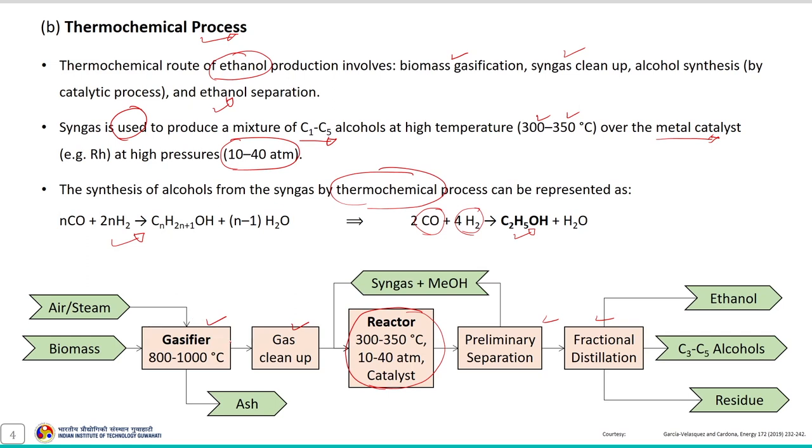So, in this process, the syngas produced from the gasifier is cleaned using a gas cleaning unit, and the clean gas is reacted at 300 to 350 degrees Celsius over the metal catalyst and 10 to 40 atmospheric pressure. The product mixture is separated using the preliminary separation unit, and here the syngas and the methanol are separated out and recycled back into the system, and the resulting product is separated using a fractional distillation unit to separate out ethanol, C3 to C5 alcohols and solid residue.